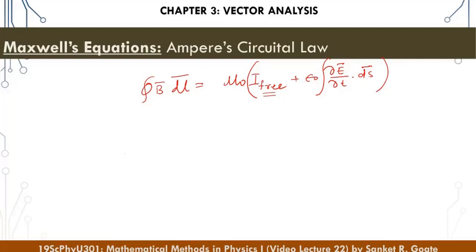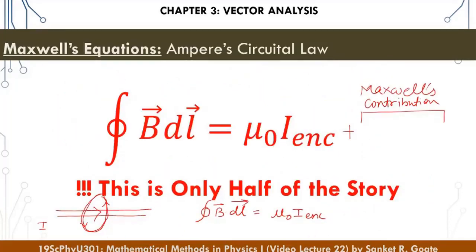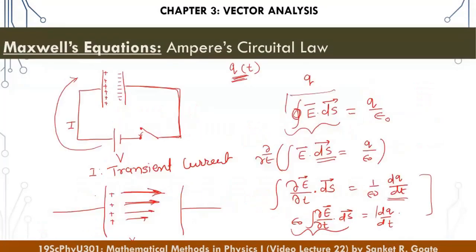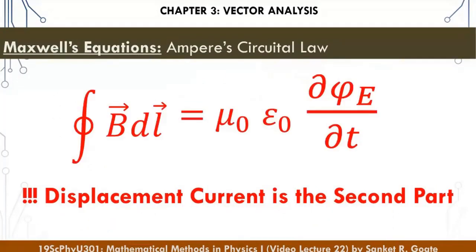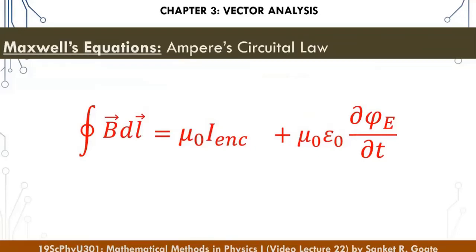So this was only half of the story. The second part, the displacement current, was introduced by Maxwell, and the story then is complete. This is the second part. This is the displacement current, the second part of the story of Ampere's circuital law, and this is the complete equation, right?